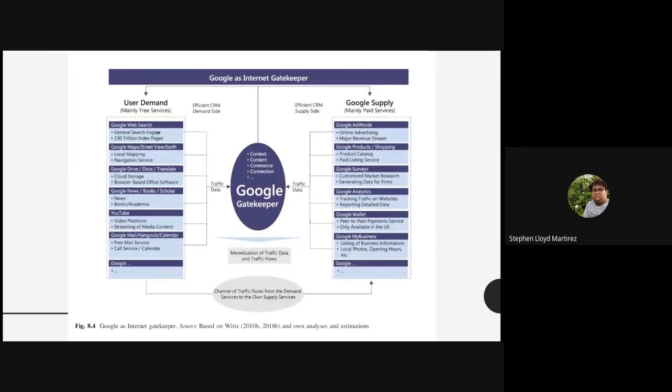Here's an example of why Google is a gatekeeper. They're the ones in charge of filtering information from the company to their users. And this figure shows exactly what Google is showing.